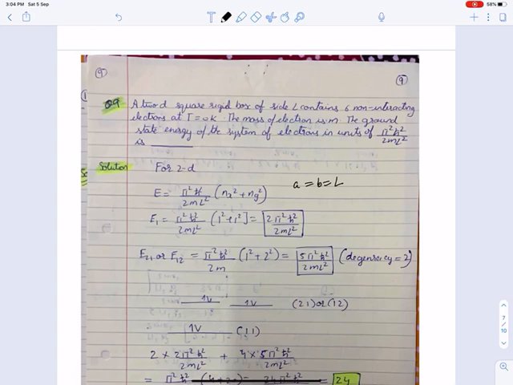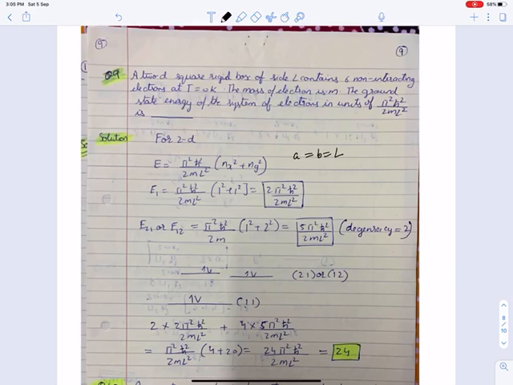So E1 will be pi square h cut square upon 2 m L square, for a 2D square rigid box. There are 6 non-interacting electrons, so you have to put them in the 2D box. I told you that the ground state energy will be non-degenerate. So the question is how you can now put these 6 non-interacting particles.